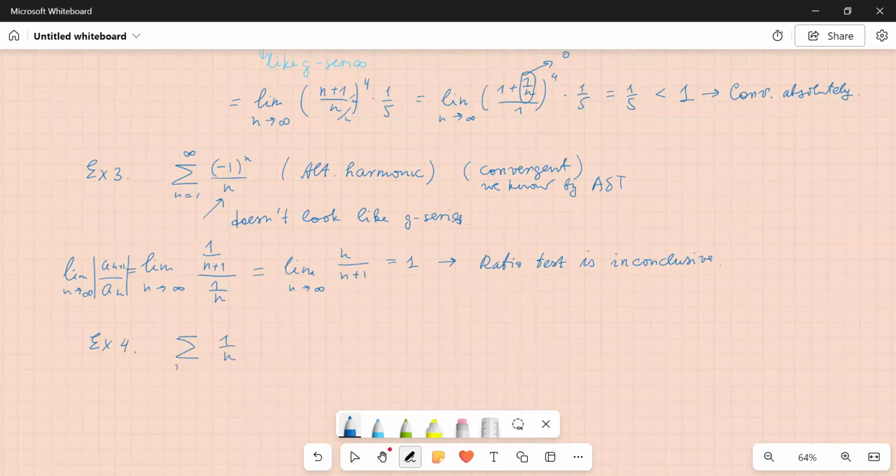Now let's take the normal harmonic series. Normal harmonic, remember, it's divergent, right? Harmonic series, divergent. What test did we use to show it divergent? I'm going to put, by the integral test.